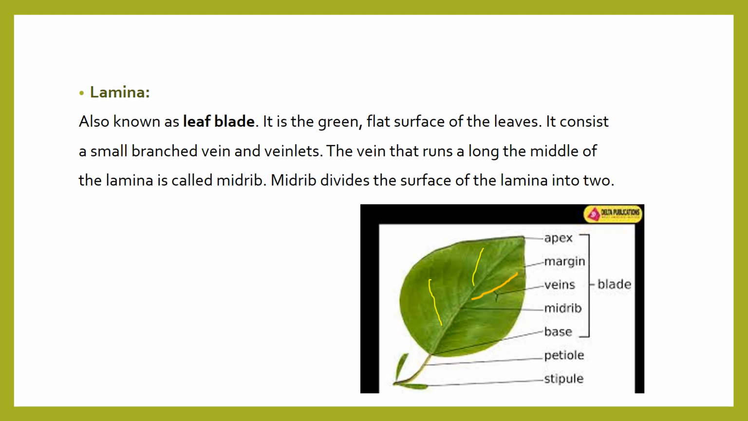And also when the leaf manufactures food, or sugar, by the photosynthesis process, the veins also transport the sugar from the leaves to the stem and the other parts of the plant.